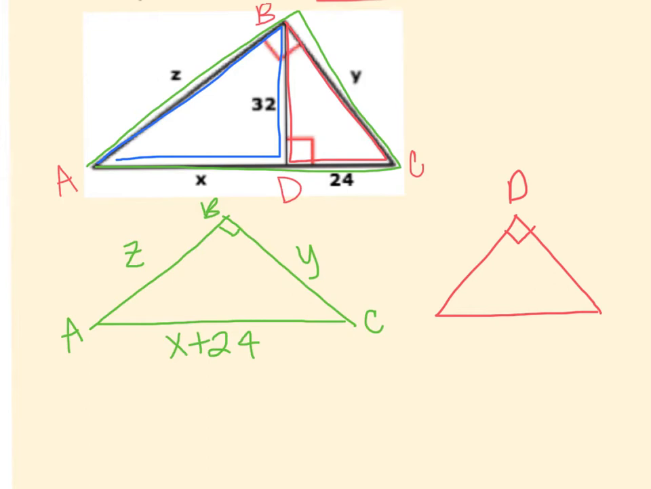Now look at the big triangle and see if you can figure out the angle that they both share. The green one, the big one, and the red triangle. What angle do they both share? Hopefully you were able to say C.